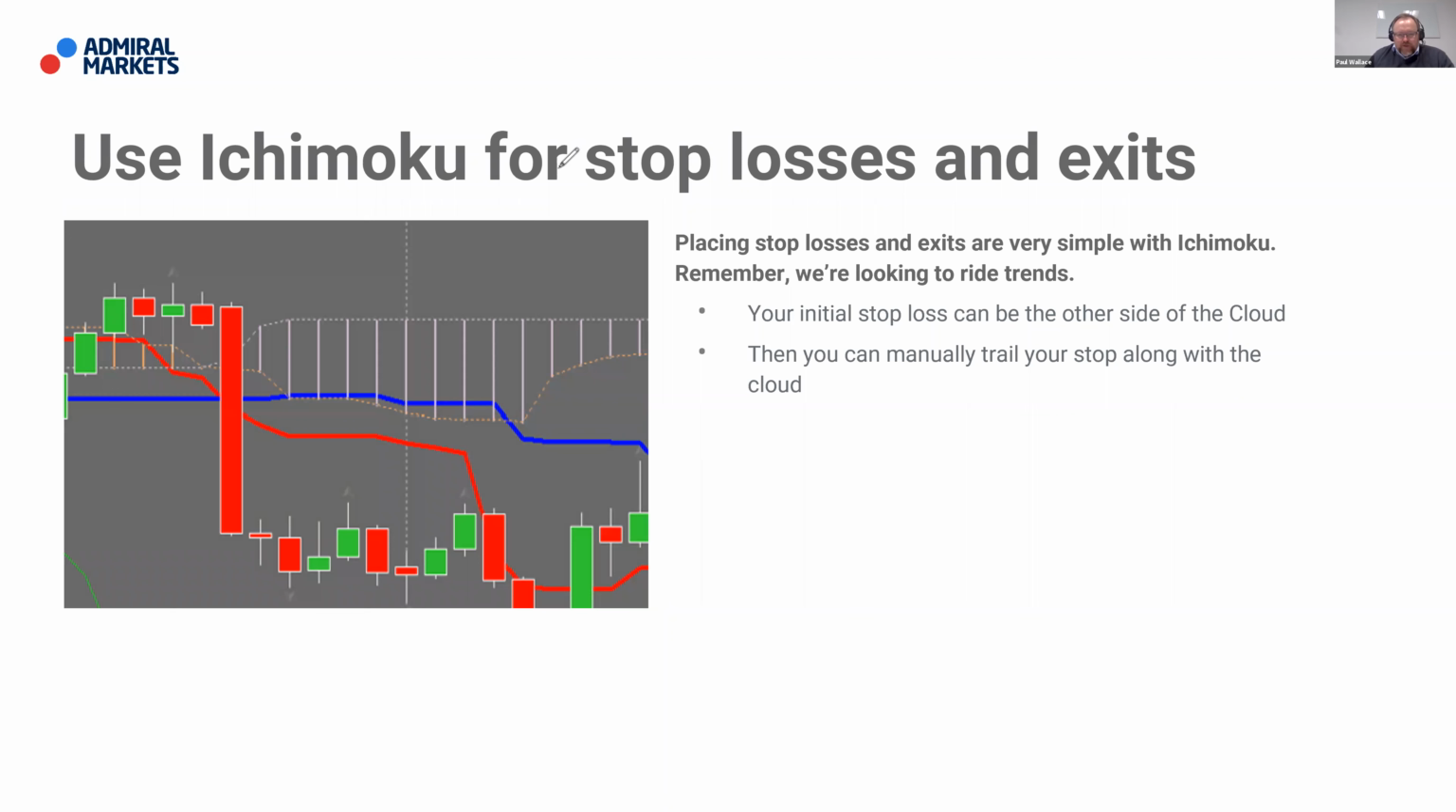So one of the simplest ways you can do it is, once the trade is entered, in this particular case where price is beneath the conversion line, beneath the baseline, beneath the cloud, once your initial entry is taken, your stop loss would be leading span B, the other side of the cloud. So if your entry's here, your stop loss would be here, and then you would manually trail your stop along that element of the cloud.